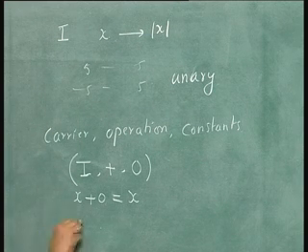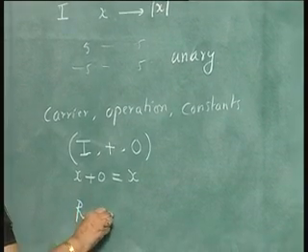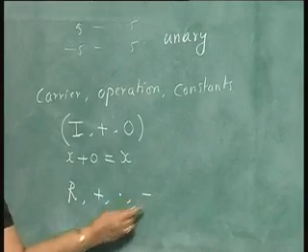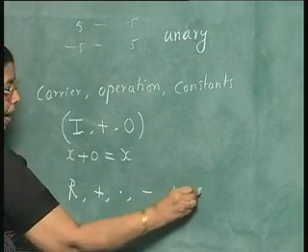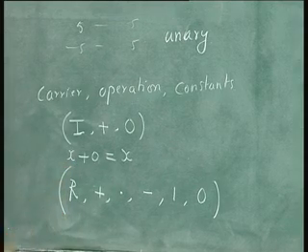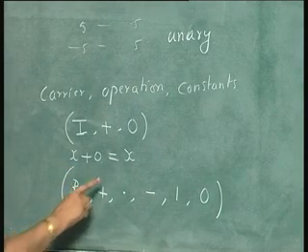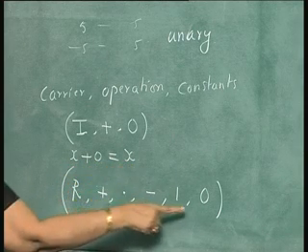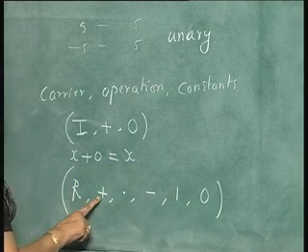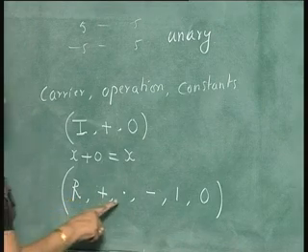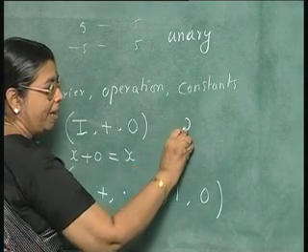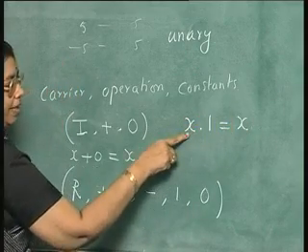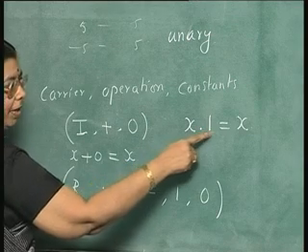Another example will be if you take the set of real numbers, then you can take binary operation plus, binary operation multiplication, unary operation minus, then 1 and 0 as the constants. So, if you take any real number, add 0, you get the same number. So, 0 is the identity element for plus, whereas if you take multiplication, any number x, if you multiply by 1, you get x. x is a real number, if you multiply by 1, you get x.